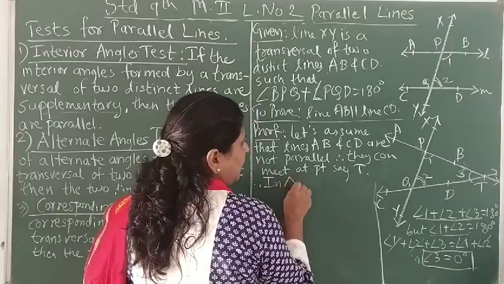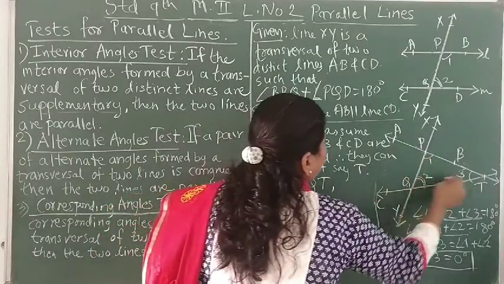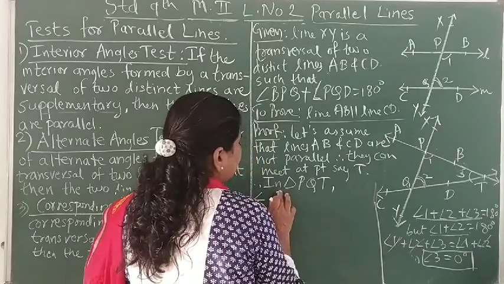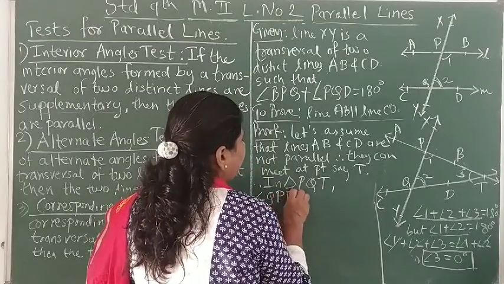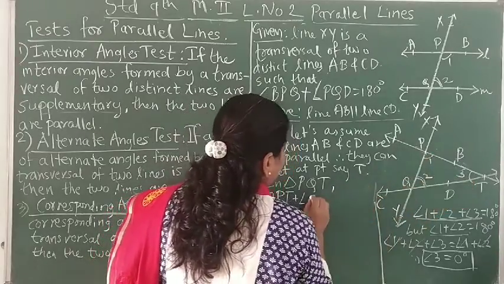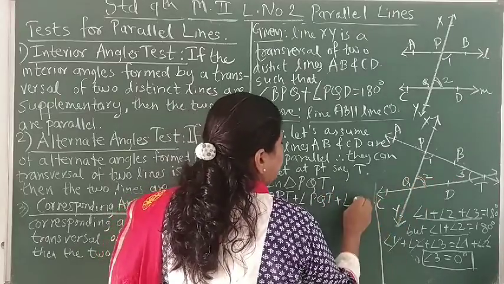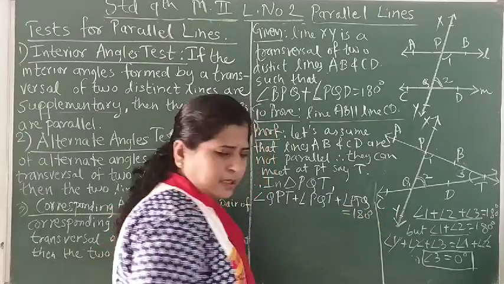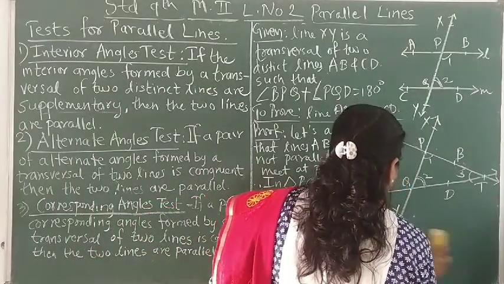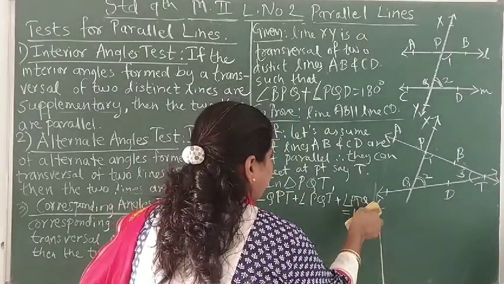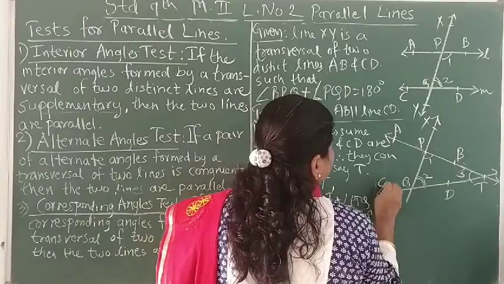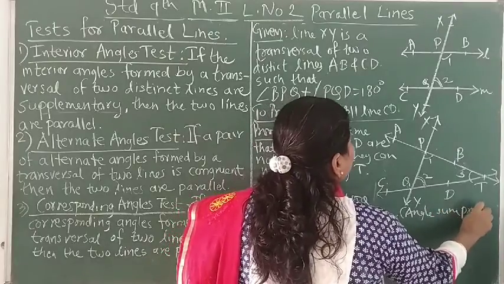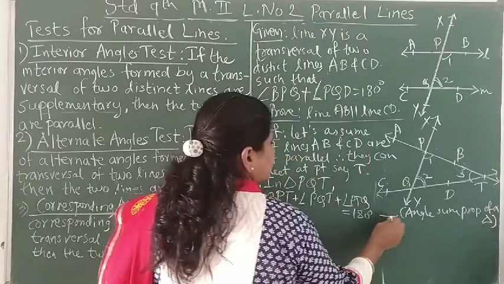In triangle PQT, we have a triangle PQT where the sum of these three angles is 180 degrees. What is the first angle? P. P should be written in the center. So what are the two letters remaining? QT. So angle QPT plus angle Q, that is PQT. So Q is in the center, PT here, plus angle T. T means left and right should be P and Q. This is going to be 180 degrees. The reason is the angle sum property of a triangle. So statement number 1.